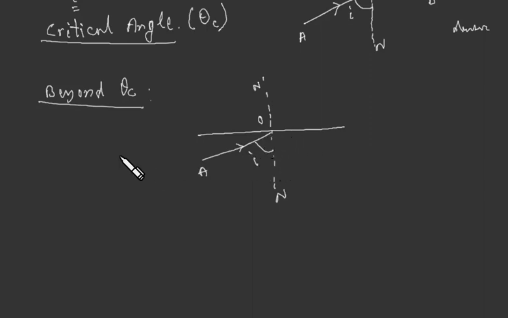What happens if the angle of incidence becomes greater than the critical angle? In critical angle, the incident ray was going along the surface and the angle of refraction was 90 degrees. But if the angle of incidence is more than the critical angle, the angle of refraction becomes even more than 90 degrees. But if it becomes more than 90 degrees, the light never leaves the first medium.